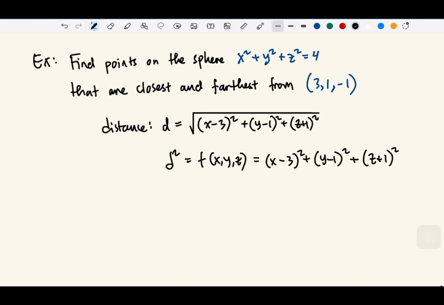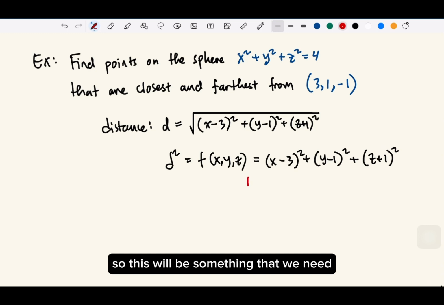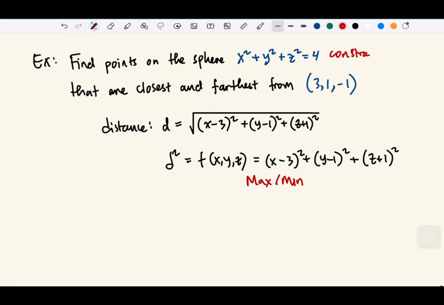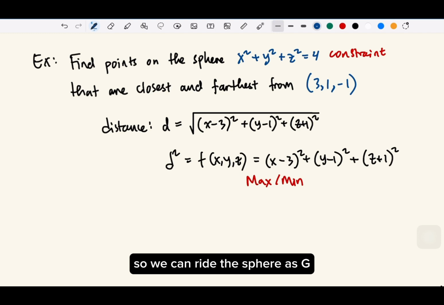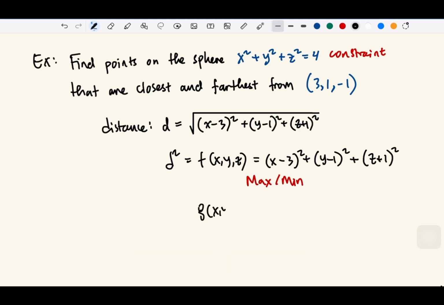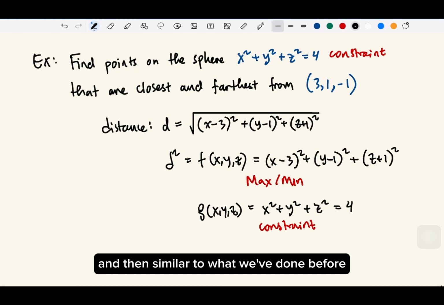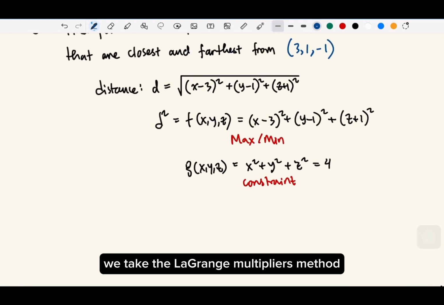Okay. So this will be something that we need to maximize or minimize. And this will be the constraint, the sphere. So we can write the sphere as G. So it is the constraint. And then, similar to what we've done before, we take the Lagrange multipliers method.